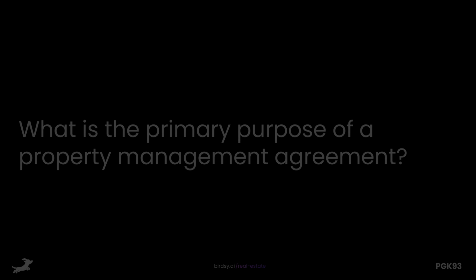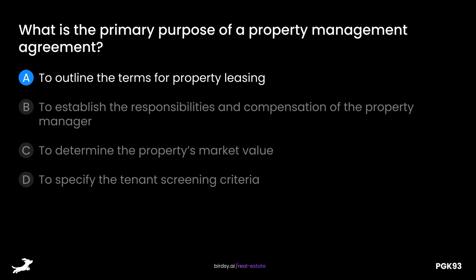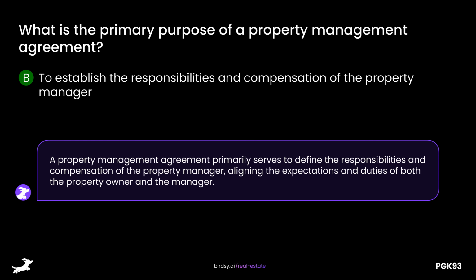Property management. What is the primary purpose of a property management agreement? Is it A, to outline the terms for property leasing, B, to establish the responsibilities and compensation of the property manager, C, to determine the property's market value, or D, to specify the tenant screening criteria? The answer is B, to establish the responsibilities and compensation of the property manager. A property management agreement primarily serves to define the responsibilities and compensation of the property manager, aligning the expectations and duties of both the property owner and the manager.